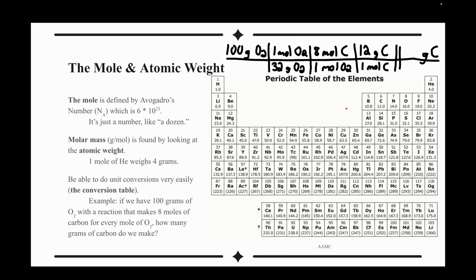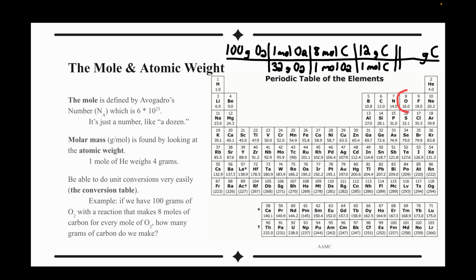Alright, so here's the conversion table for this question. If we have 100 grams of O2, and we have a reaction that makes 8 moles of carbon for every mole of O2, the question is asking how many grams of carbon do we end up making? First, we start with the weight of O2, and then we need to convert the grams of O2 to the moles of O2. So how do we do this?